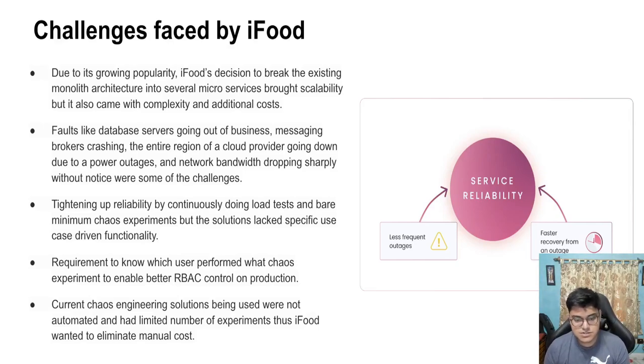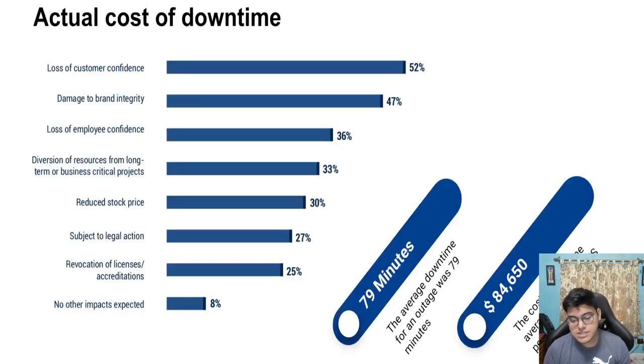Now, the chaos engineering solution they were using was not really automated, and it also had a limited number of experiments. But with the amount of ideas that iFood had regarding scenarios, they wanted to customize the experiments and eliminate manual costs as much as possible. They wanted to create custom scenarios, automate them, and have them running by themselves rather than doing it manually. So these were some of the challenges they faced, and one of the main challenges, downtime, is why the thought came into their mind to switch to an automated chaos tool.